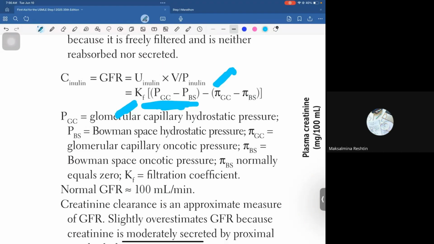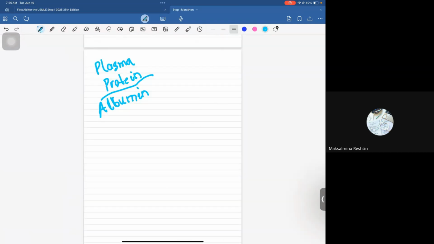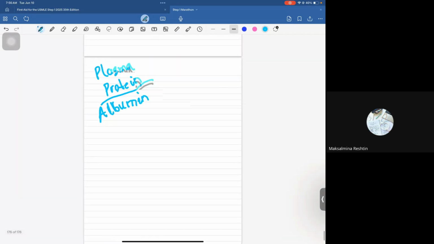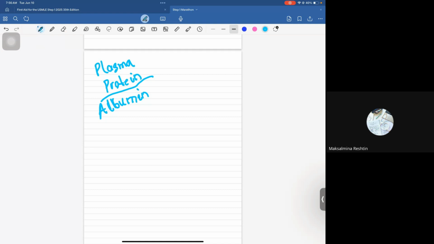So what is oncotic pressure? This is in minus, so the greater the oncotic pressure, the lesser the GFR is going to be. The oncotic pressure is the pressure that retains fluid in the blood vessels and does not let it leave into other structures. You are going to see oncotic pressure in a lot of places.